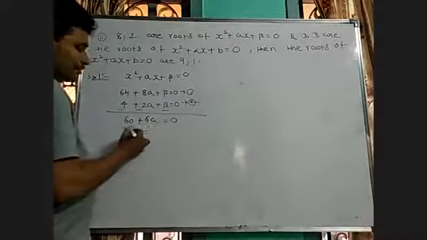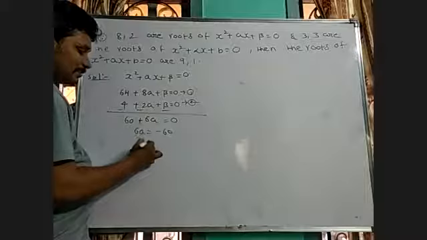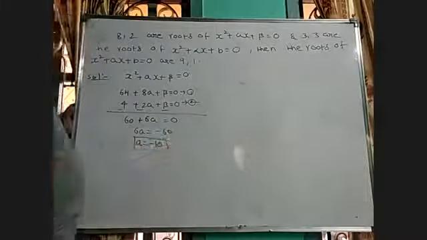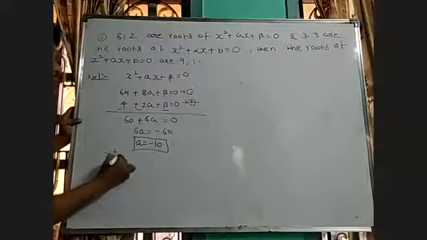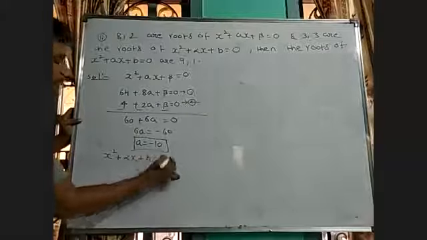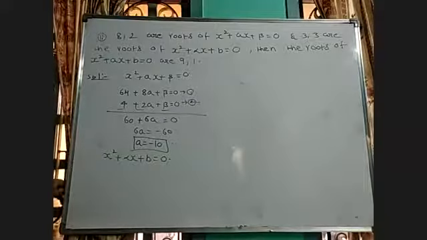6a is equal to minus 60. A is equal to what we get? Minus 10 we are getting. Okay, next equation, what do they give? x square plus alpha x plus b equals 0.